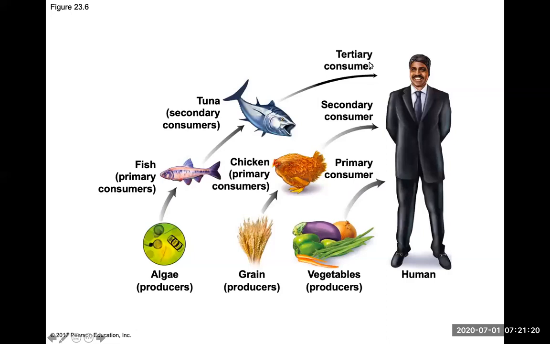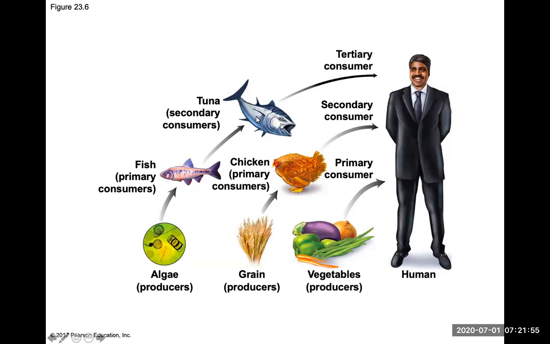So we can see here a tertiary consumer, a secondary consumer. Let's look at a human. This is just a picture of a simple food web. Here are producers, whether they're algae, grain, or vegetables. And our primary consumers can be fish feeding on algae, chicken feeding on grain, or humans feeding on vegetables. Secondary consumers can be the tuna fish, a larger fish feeding on smaller fish, or humans feeding on the chicken, or the tertiary consumer can also be the human feeding on the larger fish.